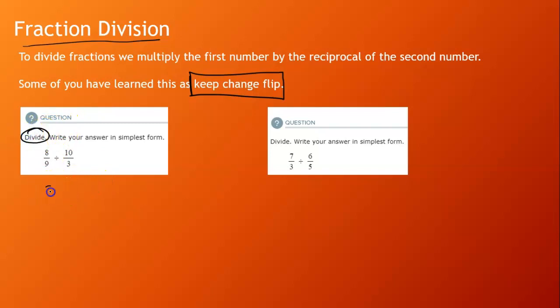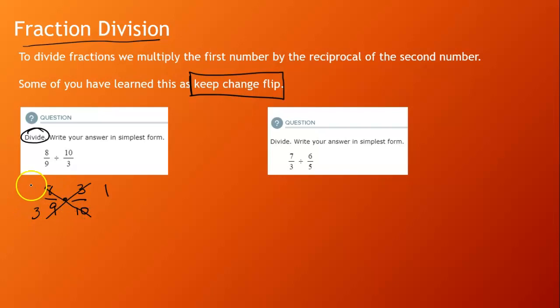All right, so now we're going to divide. We're going to keep the first fraction the same. Neither of these are whole numbers, so we don't have to worry about writing anything over 1. We change the divide to a multiply, and we flip the second fraction. Nothing to reduce here, nothing to reduce here, but 9 and 3 have a common factor of 3. 3 divided by 3 is 1. 9 divided by 3 is 3.